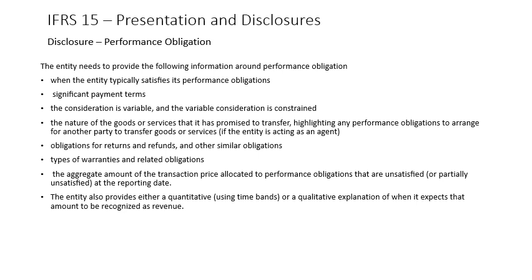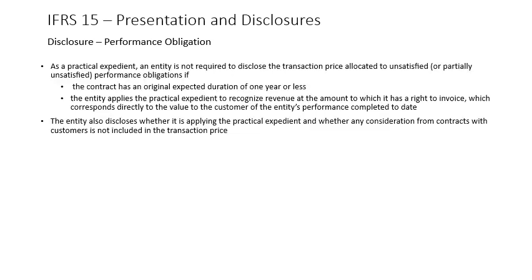Types of warranties and related obligations, and the aggregate amount of transaction price allocated to performance obligations that are unsatisfied at the reporting date. The entity also needs to provide a quantitative and qualitative explanation of when it expects the amount to be recorded as revenue. As a practical expedient, an entity is not required to disclose the transaction price allocated to the unsatisfied performance obligations if the contract has an original expected duration of 1 year or less.